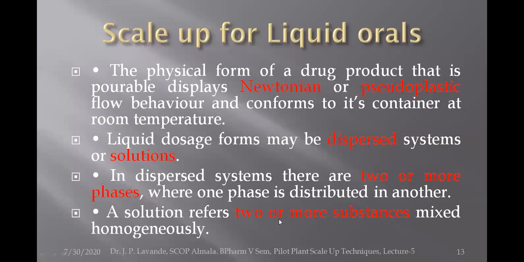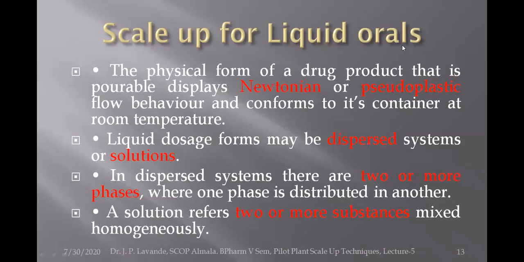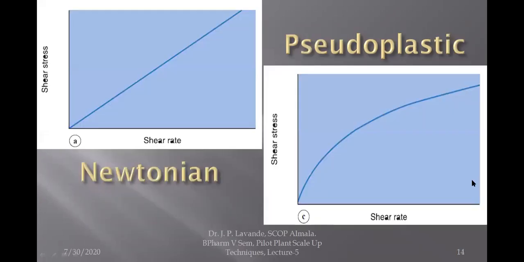A solution refers to two or more substances mixed homogeneously, right? So there is no clear distinction between the solvent and the solute phase, or the dispersed phase and the continuous phase. That's why it is said to be a solution. So there is homogeneity, uniformity, evenness, and identity.